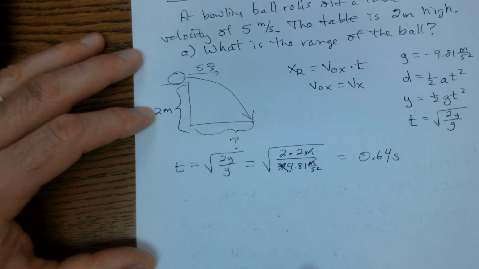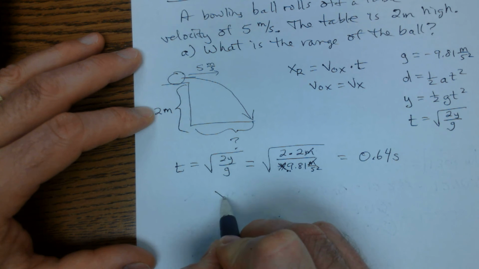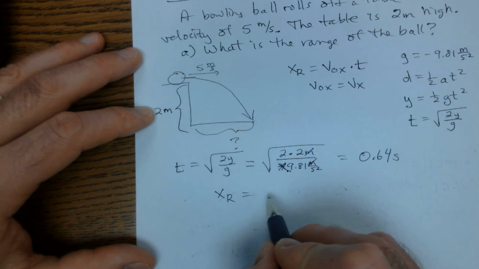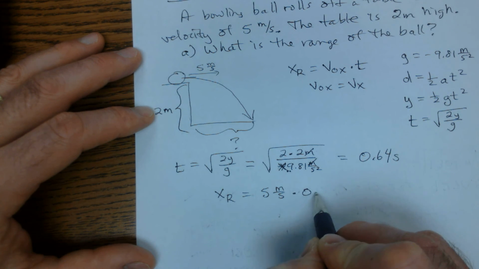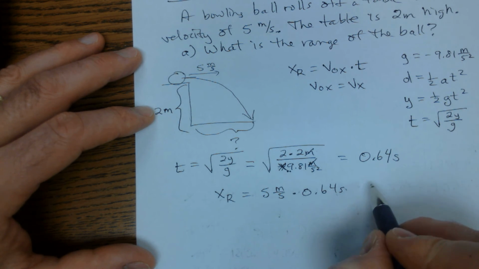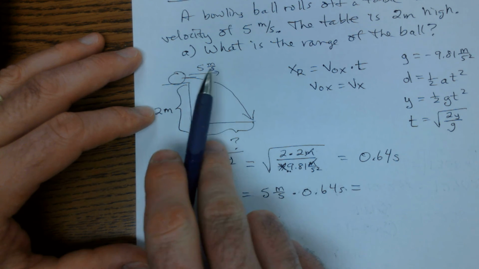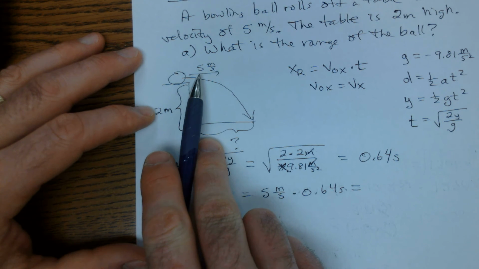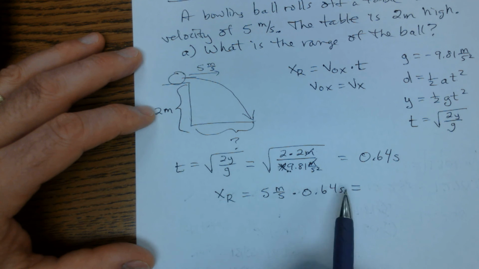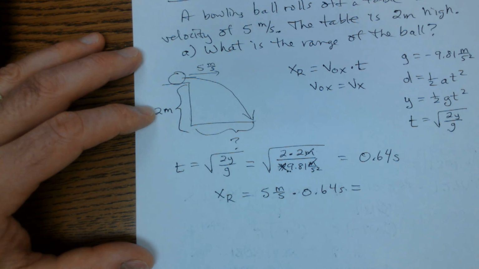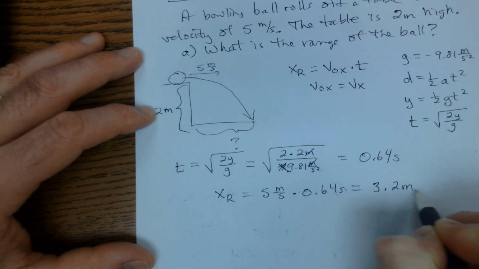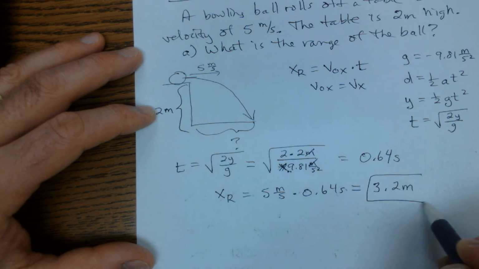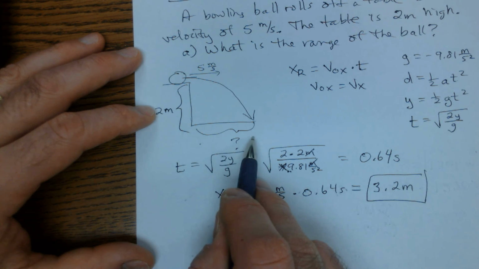Well, if I want to know how far away it's going to go, the distance in the x direction is just going to be 5 meters per second times 0.64 seconds. And because this wasn't specified here, we're just going to assume it's exactly 5 meters per second. That keeps us 2 significant digits. So we're going to have 3.2 meters. So that object's going to land 3.2 meters away.